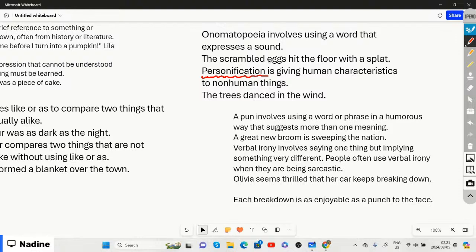Then we have verbal irony. And verbal irony involves saying one thing but implying something very different. And we call that verbal irony. So verbal irony involves saying one thing but implying something different.